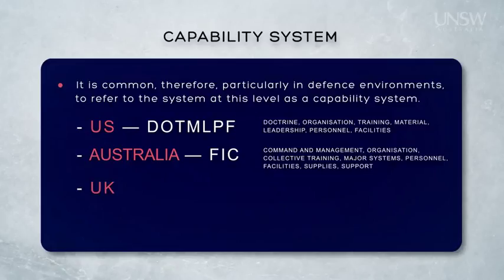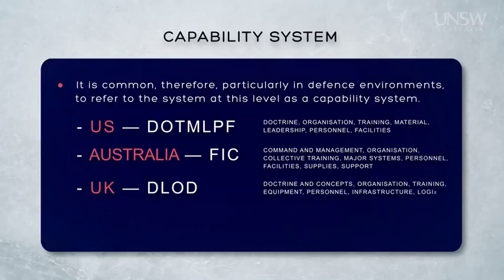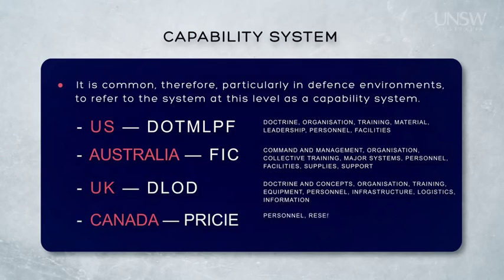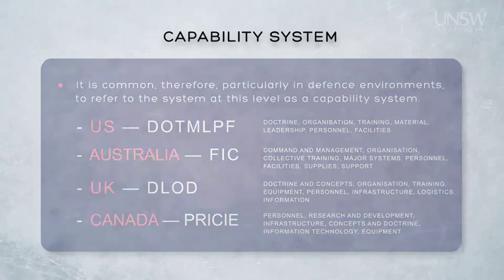In the United Kingdom, the defence lines of development refer to doctrine and concepts, organisation, training, equipment, personnel, infrastructure, logistics, and information. In Canada, the acronym PRICEY refers to personnel, research and development, infrastructure, concepts and doctrine, information technology, and equipment. And all of these acronyms refer to a system as a capability system.